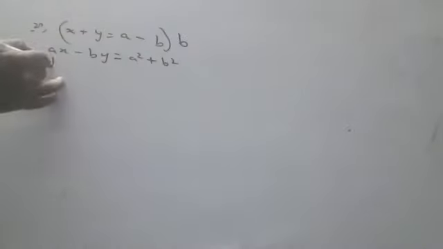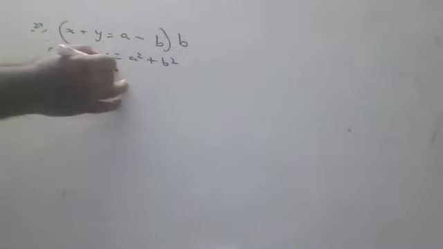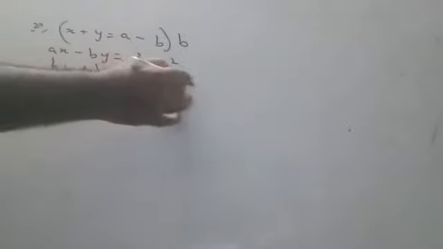27th sum, children. Go to 27th sum. X plus Y is equal to A minus B. AX minus BY is equal to A square plus B square. Here I want to cancel Y, children, because plus and minus, it will be easy for me. I am multiplying with B. BX plus BY is equal to AB minus B square. Okay. AB minus B square is cancelled.